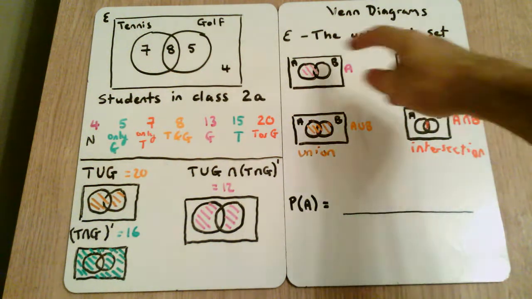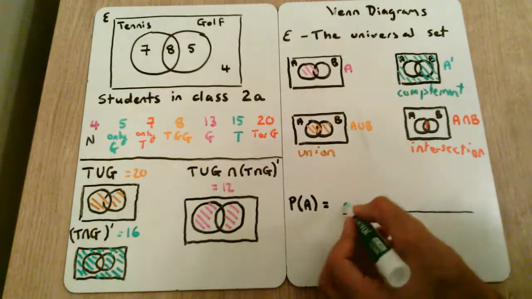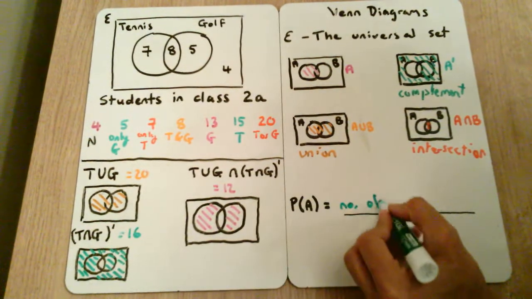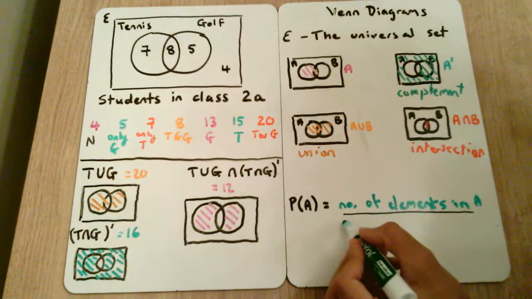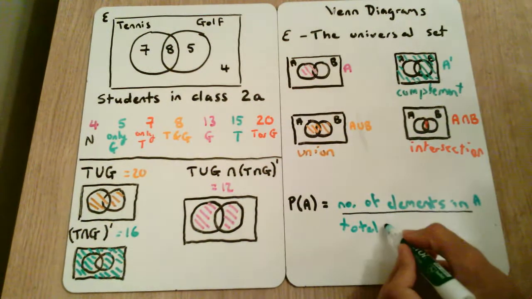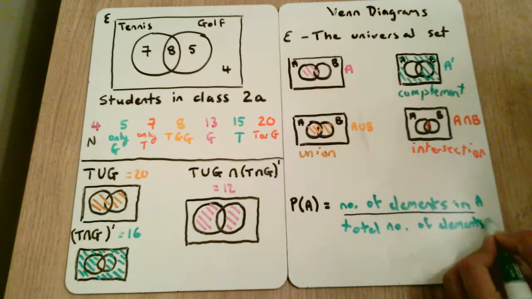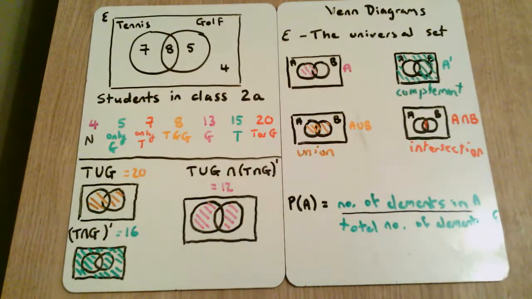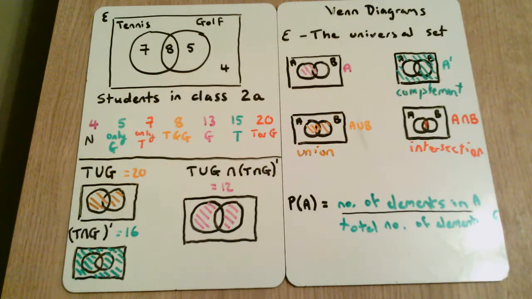So if I said, coming back to over here, the probability of A is equal to the total number of elements in A out of the total number of elements in the universal set, so inside here.